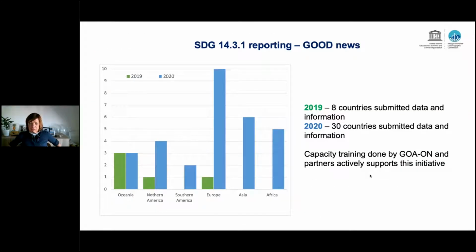And just to tell you also some good news. I mean, it might look like teeny tiny steps, but in the second year of the portal, we were able to move from 8 countries which submitted data there to 30 countries. And I think, and I know, that is thanks to a lot of capacity training by GOA-ON and partners, and we saw how really GOA-ON kit recipients participated in this data collection exercise.